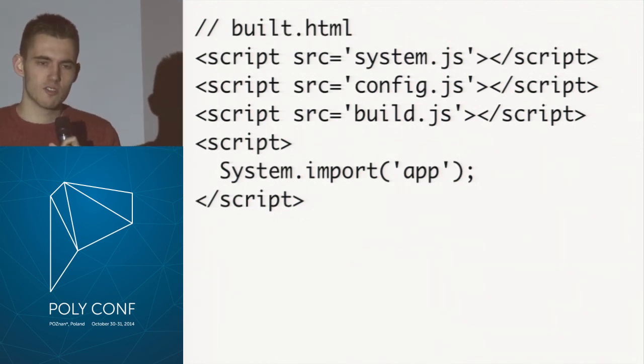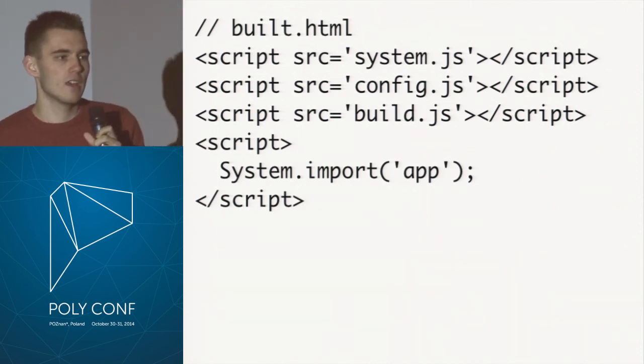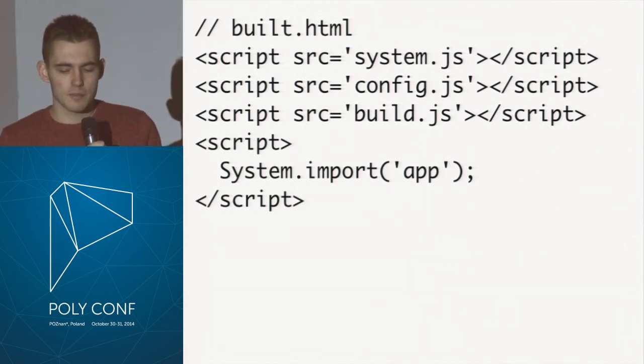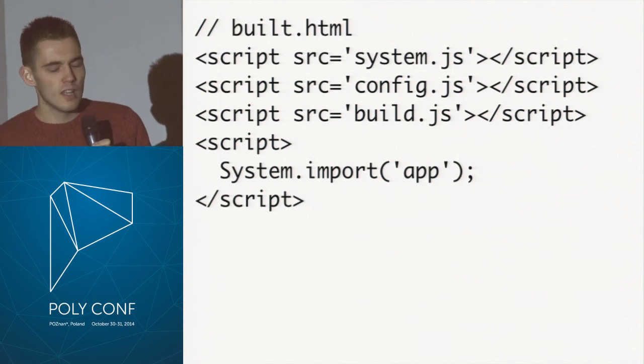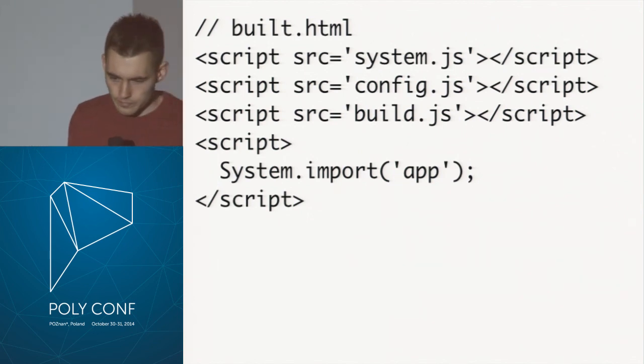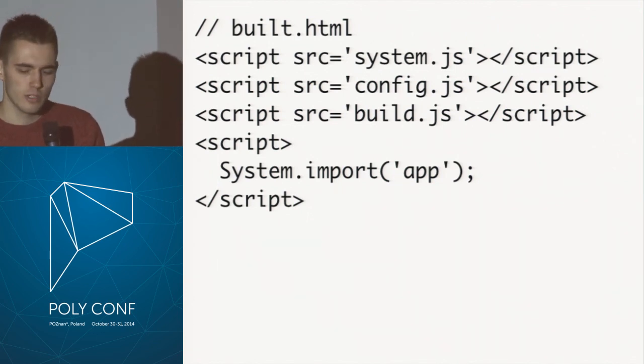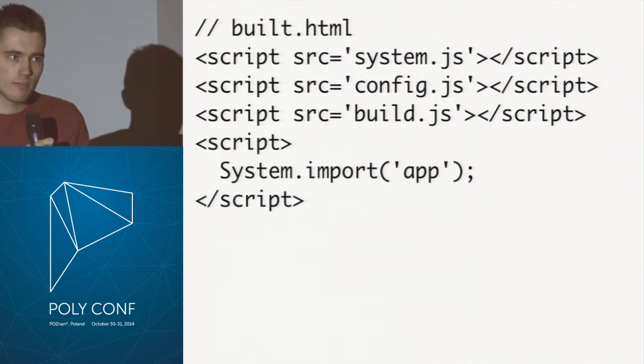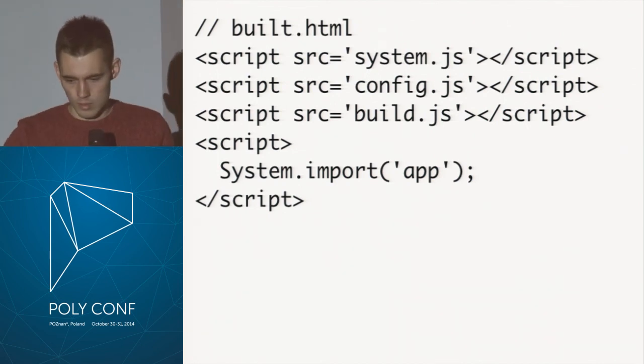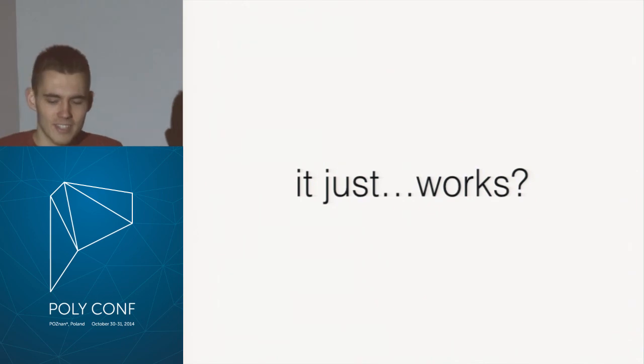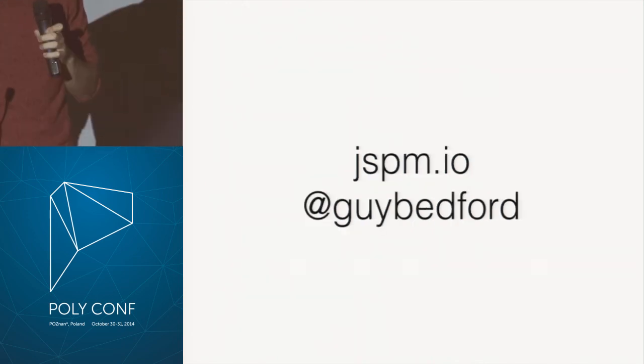When it then does system.import app, it's not actually going to make an HTTP request, because app.js has already been registered through build.js. And of course, you can minify this all into one too. So you can use this stuff fairly straightforwardly in production. It just works, and even the demo just worked. That shows you how good it is.